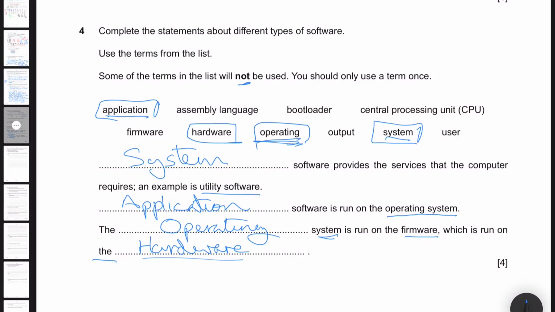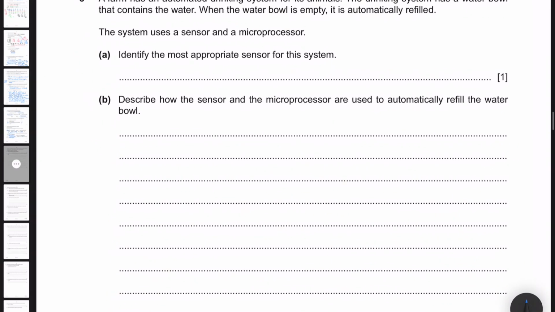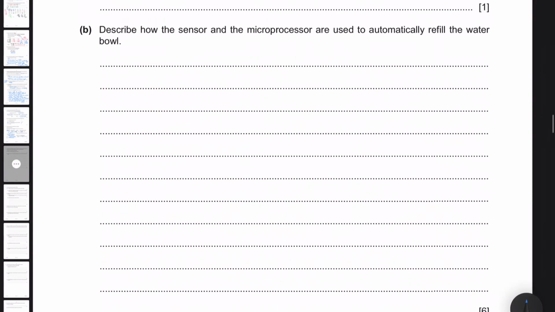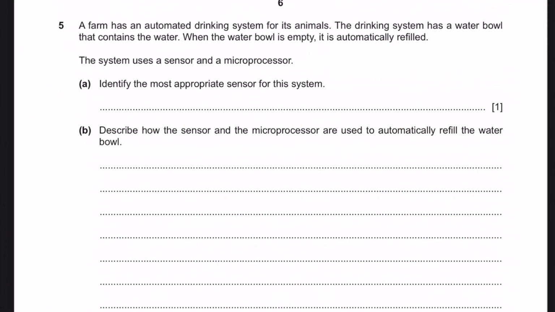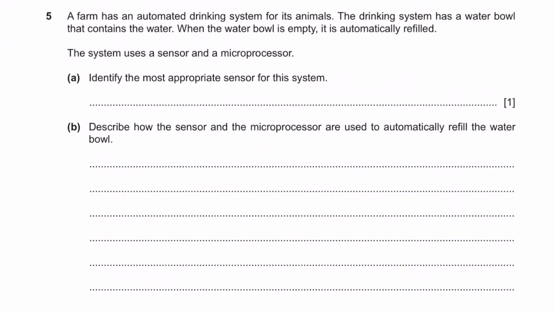Very, very easy. Now, question 5. Oh, it's a big question. 6-mark question. This will be the last question on this particular video. A farm. It's all about sensors. There's usually a sensors question, and they're usually quite big, and there's usually an order to it. We'll do some more bullet points, but we'll get the first part out of the way first.